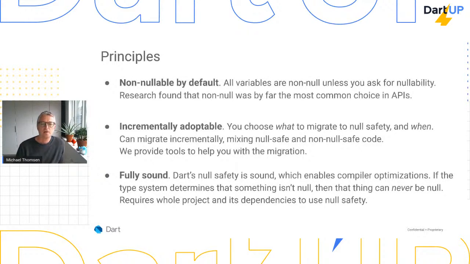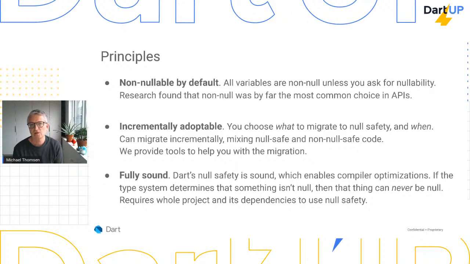And then lastly, we wanted to go a little bit beyond what some other languages do and try to differentiate. And as I mentioned, we spent a lot of time building a sound type system with Dart 2. Now we're adding soundness to null safety. Soundness means that if the type system says something is non-null, then we can trust it. It never is null. There are no exceptions.